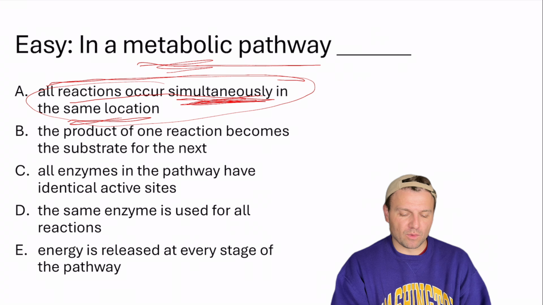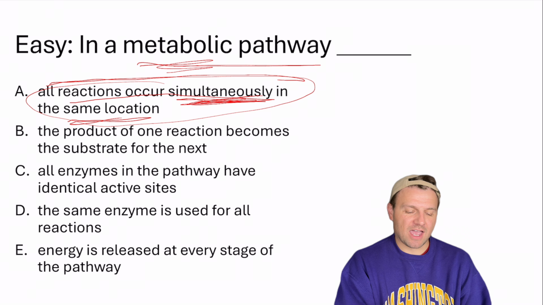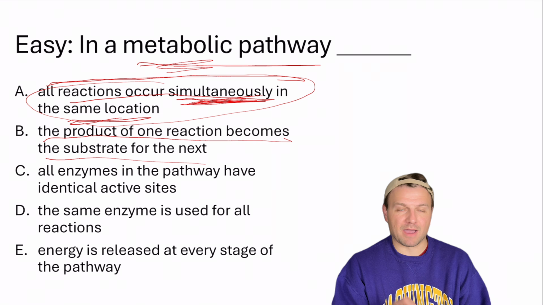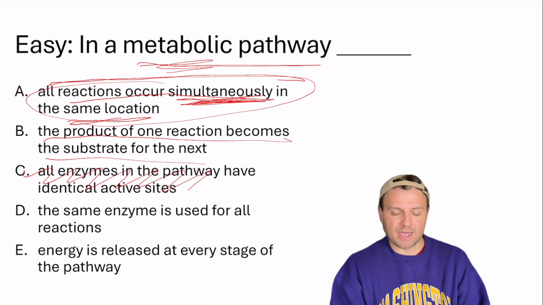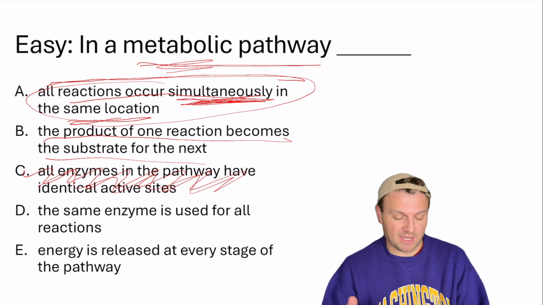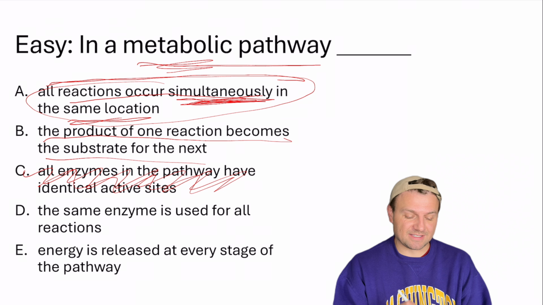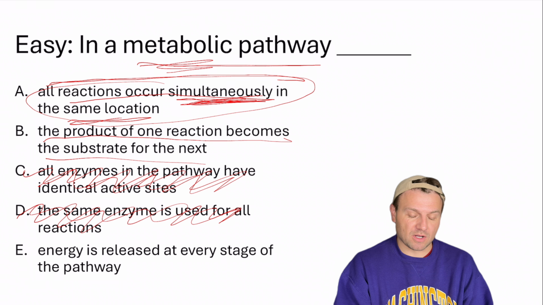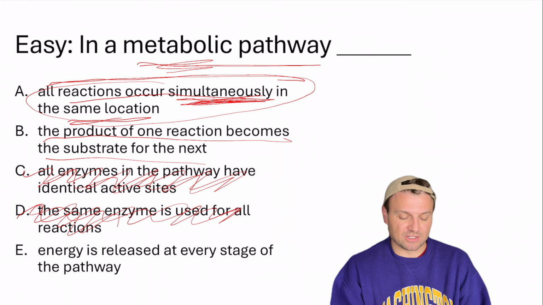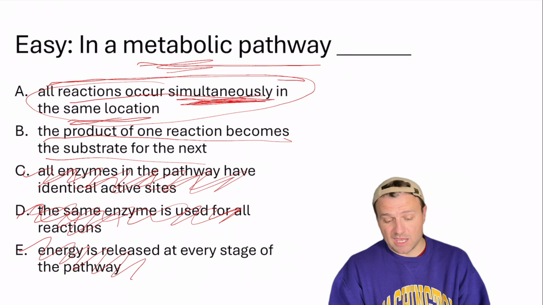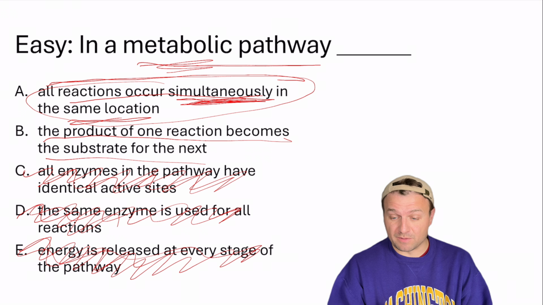B, the product of one reaction becomes the substrate of the next. I just went over that. That sounds like a better answer here. C, all enzymes in the pathway have identical active sites. No, because if they had the same active site, they'd pretty much be the same enzyme, and they would react with only one type of substrate. D, the same enzyme is used for all reactions. No, we just talked about how different enzymes are used in that pathway. And then E, energy is released at every stage of the pathway. Not necessarily, I mean it can, but not for every pathway.